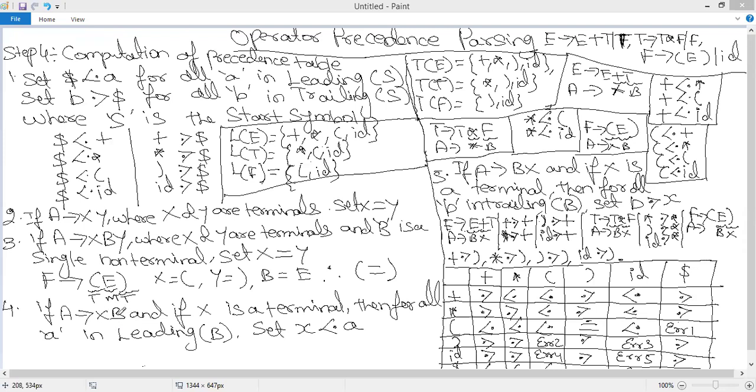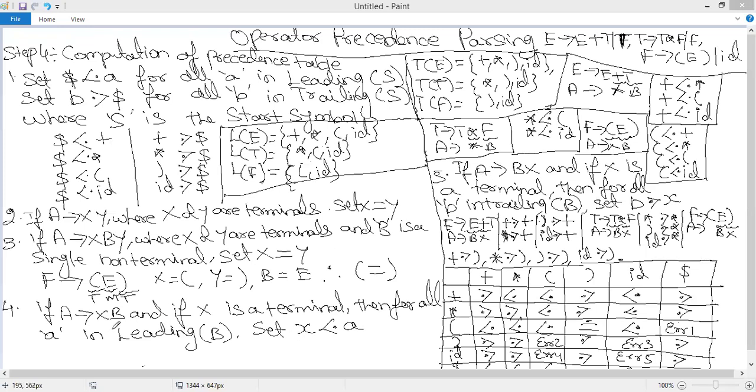If we have a production rule in this format, then we have to identify the leading of B. Leading of B will contain a set of terminals. Those terminals are mentioned as A. So we have to mention A on the right hand side, and the precedence relation will be less than for X. Okay, X is a terminal.